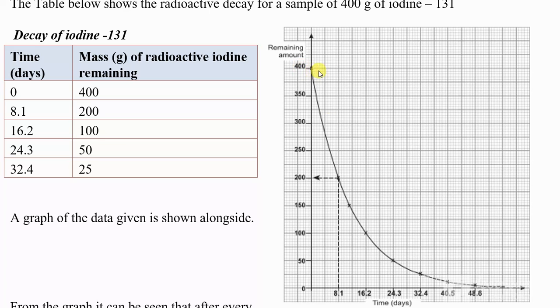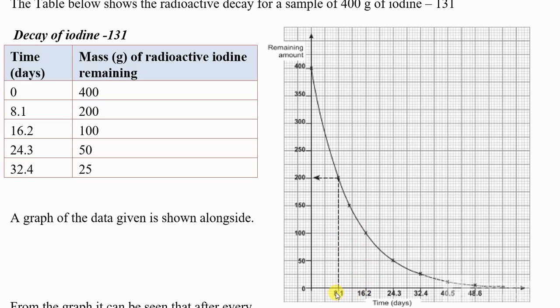The half of 400 is 200. So look at it from 0 to 8.1. This is time in days. So it will take 8.1 days to decay to a half of the 400, which is 200. Now let us see, a half of 200 is 100. So go across 100, come down. You find it will take 16.2 days to decay to 100.